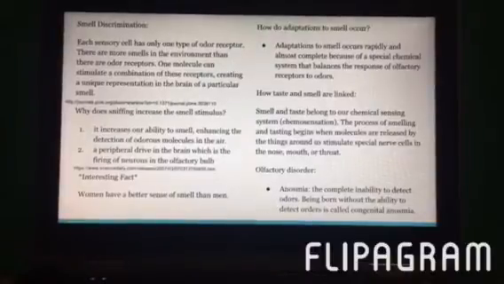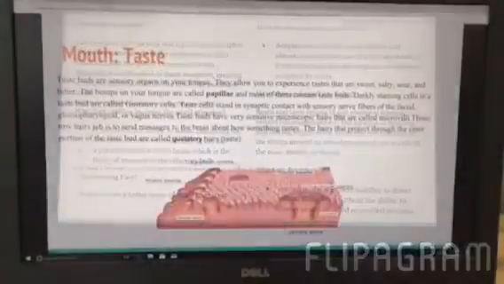How taste and smell are linked. Smell and taste belong to a chemical sensing system, chemosensation. The process of smelling and tasting begins when molecules are released by the things around us and stimulate special nerve cells in the nose. Being born without the ability to detect odors is called congenital anosmia. An interesting fact is that women have a better sense of smell than men.